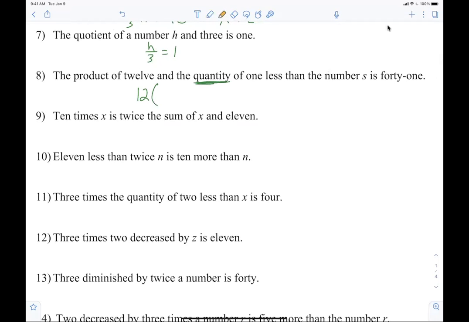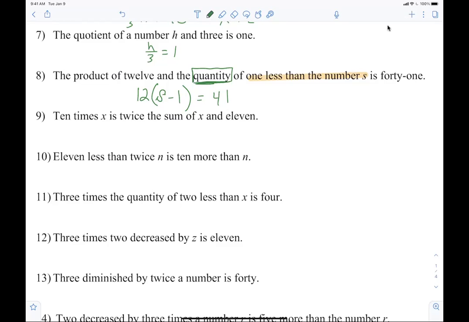Now, how do I write 1 less than the number s? Okay, the quantity of what it is. So you do 12, open parentheses, s minus 1, perfect. Then what do I do to the parentheses? Close parentheses, equals 41. Yay, good job. That is correct. So quantity is another word for parentheses, for those guys who did not know that.